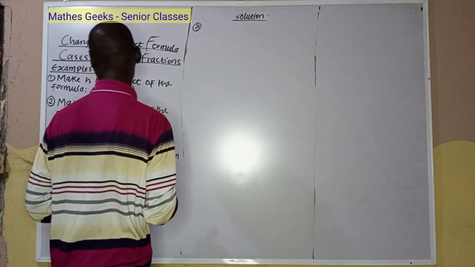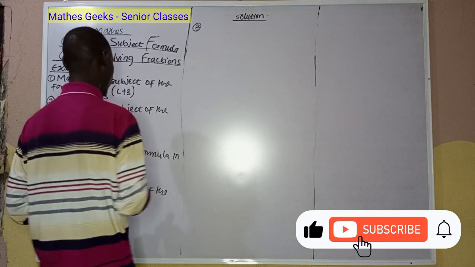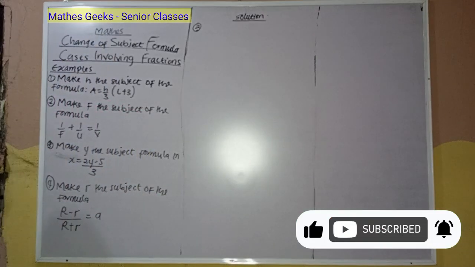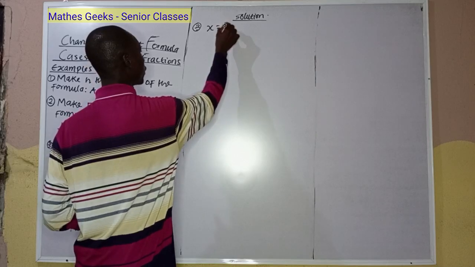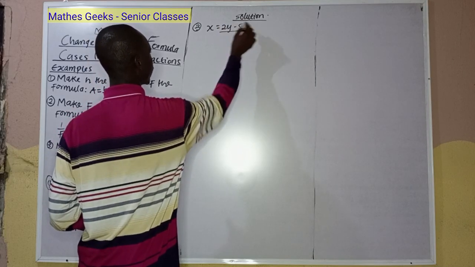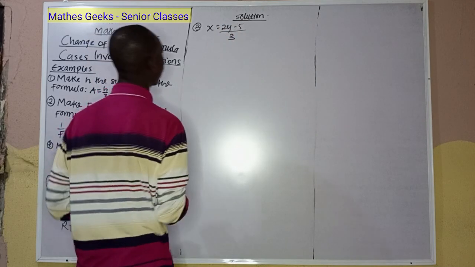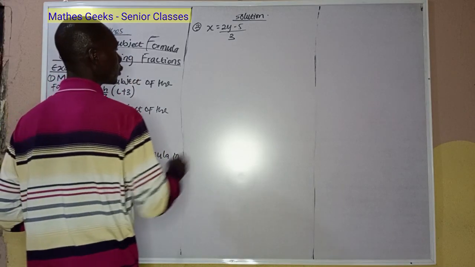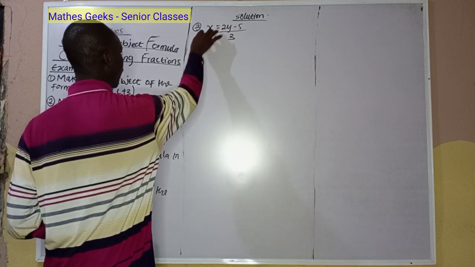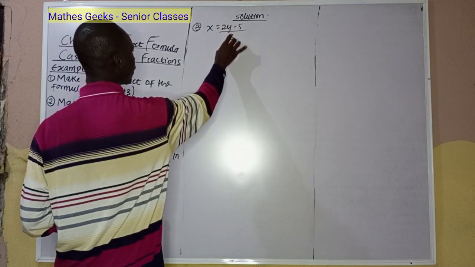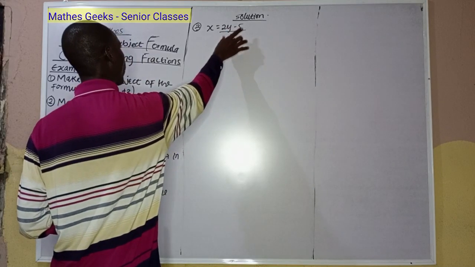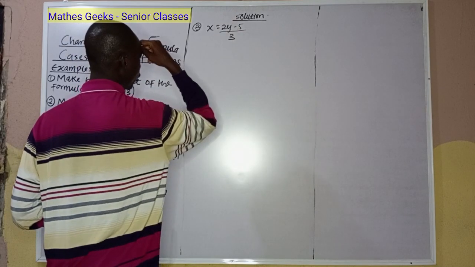Number 3. Make y the subject of the formula in x equals 2y minus 5 over 3. Our intention is to make y stand alone as x is standing alone. So the first thing is to eliminate 3, because 3 is an obstacle to achieving that intention.